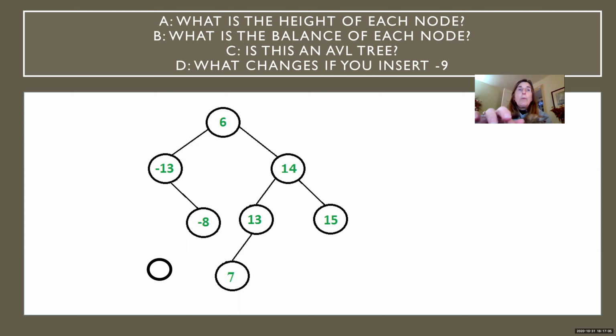All right. So now we're going to insert negative 9, right? Go to 6. Negative 9 is less than 6. Go to negative 13. Negative 9 is greater than negative 13. Go to negative 8. It's less than negative 8, so it'll be inserted here. Okay, so now that we've inserted negative 9, this is going to have a height of 1 and a balance of 0.